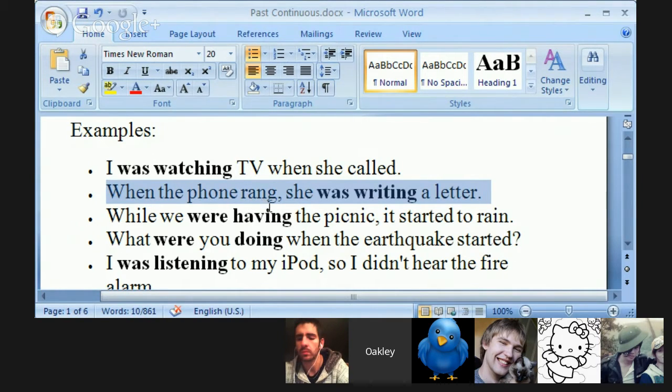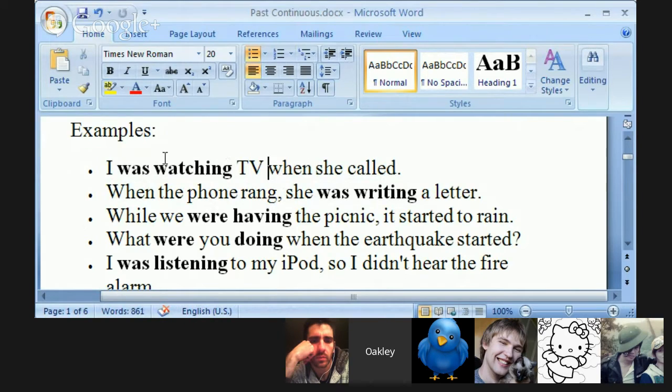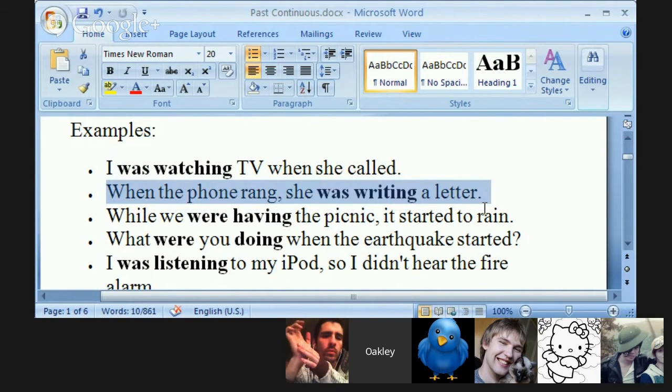If I say when the phone rang, she was writing a letter, or if I say she was writing a letter when the phone rang. Notice when I have the subordinate clause second, I do not need a comma. There's no comma in this first example, but I need one in the second example. So it makes no difference what order I put these clauses. Notice when with the simple past.